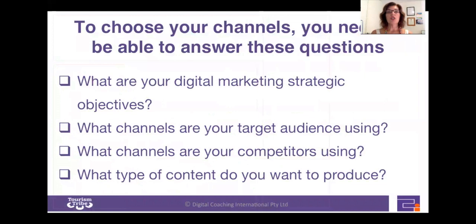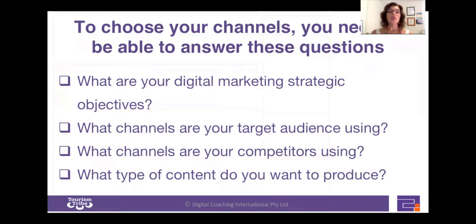So to choose your channels, you need to be able to answer these questions. I think these are the 4 main questions as well. The only one I would probably add to this, but maybe you do this at the end, is, what will your budget and resource allocation allow you to do?